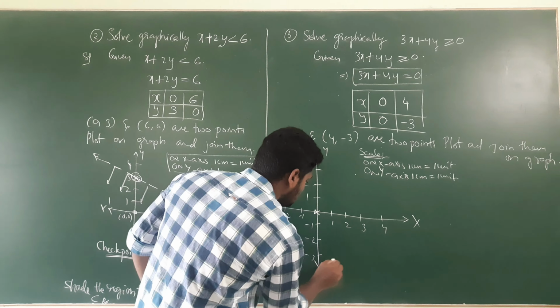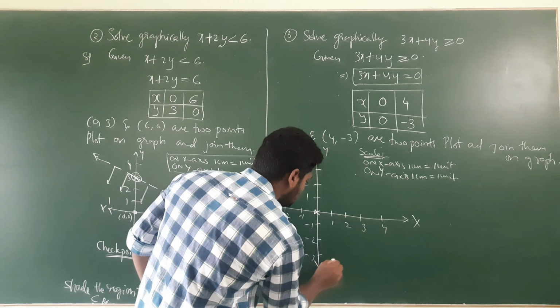What do you mean by solution set? Solution means the set of values which makes the statement true. If you substitute 0, 0 here, 0 plus 0 equals 0, that means it is a point on the line. For a checkpoint we should not take a point on the line. We can take any point except points on the line: right side, left side, any point.